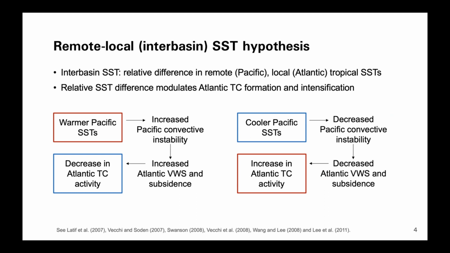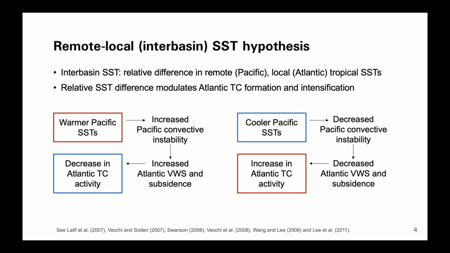But it's been established, however, that the relative SST difference between the local, the Atlantic MDR, and the remote, or what we call the tropical Pacific, influences the magnitude of vertical wind shear and subsidence in the Atlantic basin, and therefore it modulates TC formation and intensification there. So for example, warm SST anomalies in the tropical Pacific will promote increased tropical Pacific convection, which will warm the tropical troposphere and strengthen the Hadley circulation.